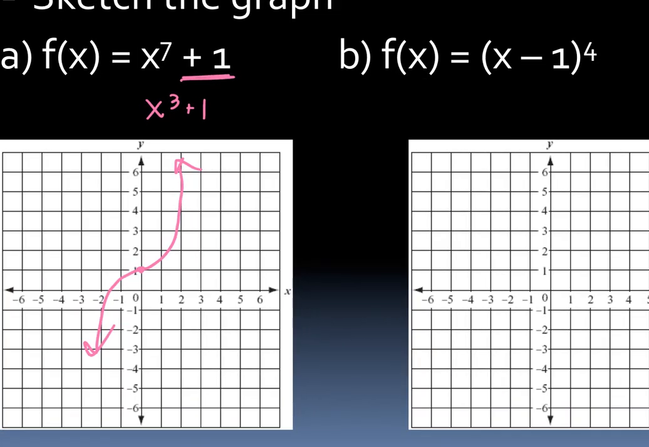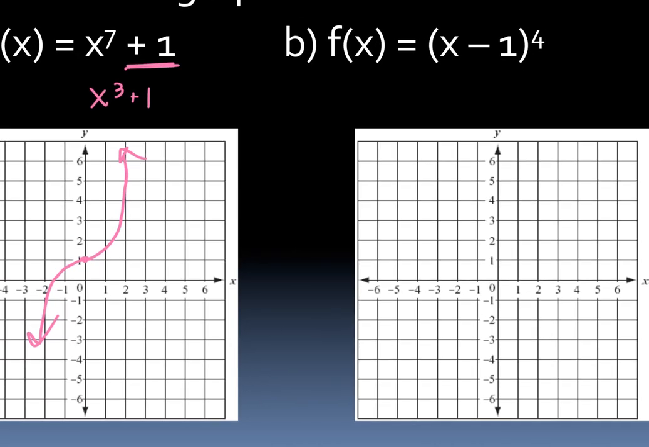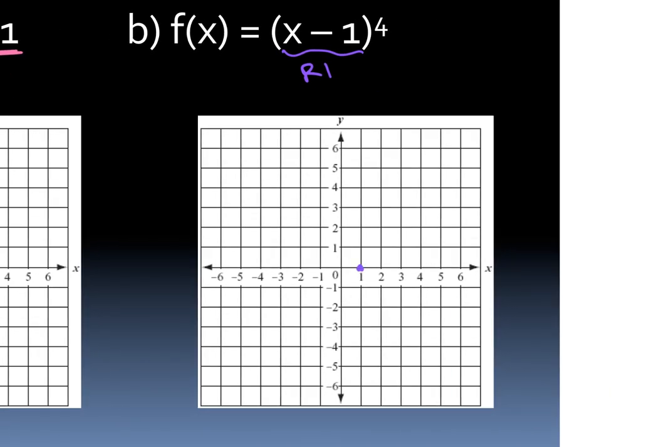Now go to B. Exponent is even, which means it's going to resemble my parabolas, right? The minus one inside is causing what kind of shift? To the right one. So I literally go to the right one, I plot my point, and again, draw the parabola. In between the 1 and 2 and 1 and 0 would be flatter than if it was just squared, but outside of that, it's going to grow faster.